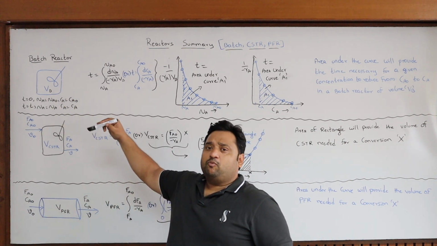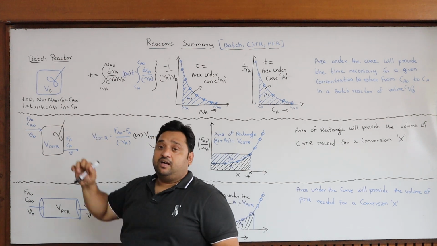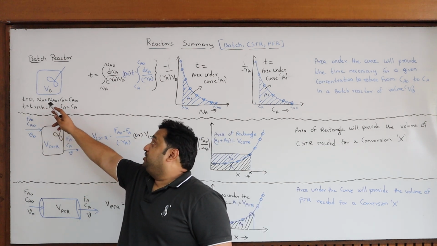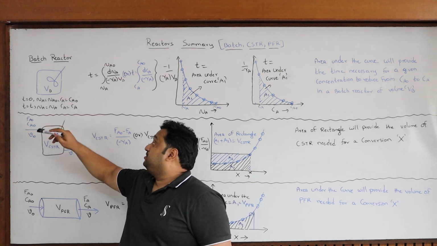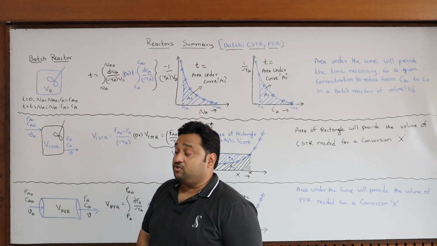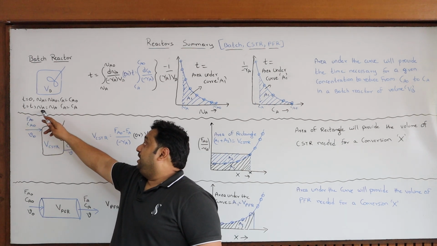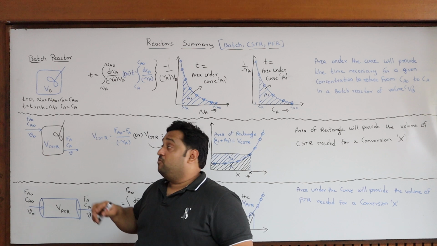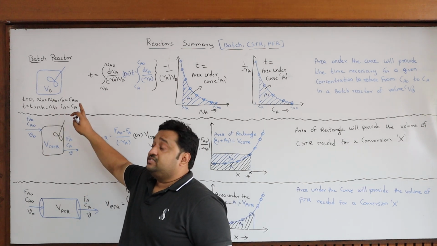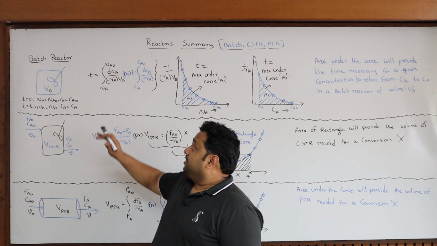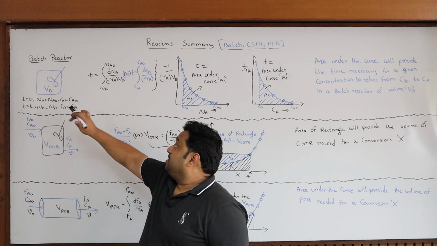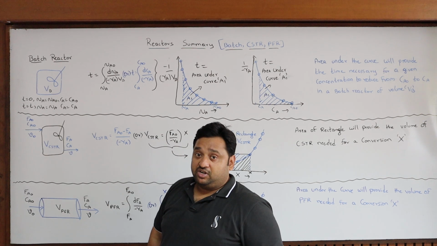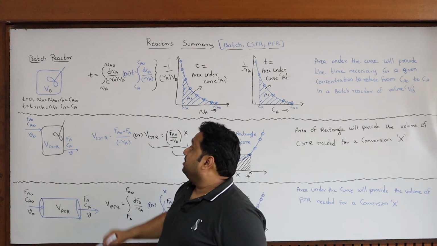This is the batch reactor. What we have discussed is that Vb is the volume of the batch reactor. At time t equal to 0, the initial moles is Na0 in the batch reactor, and the initial concentration is Ca0. At time t equal to t, that means after a certain time of reaction, the final moles is Na and the final concentration is Ca. Given these conditions, what is the time required for a given conversion or reduction in concentration?